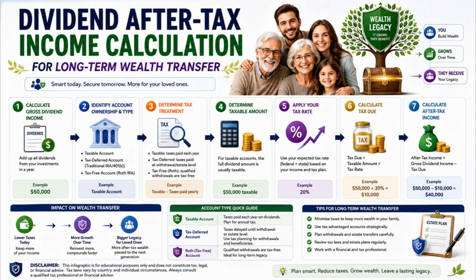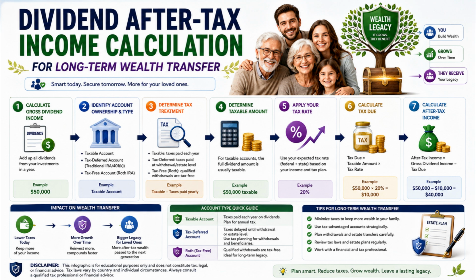Once the taxable amount is clear, apply the correct tax rate. The tax rate may depend on income level, dividend classification, location, and estate or withdrawal planning rules. For example, if the expected tax rate is 20%, that percentage can be used to estimate how much tax may reduce the dividend income.